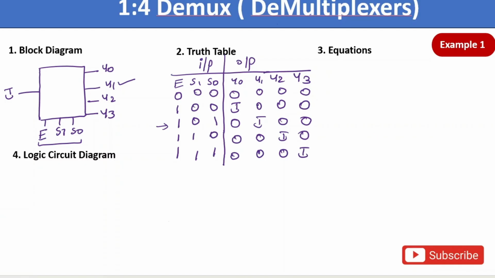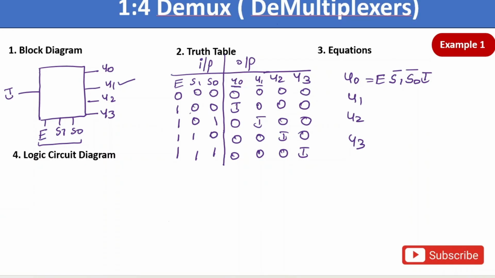Now let's write the equations for the outputs. Here I have 4 outputs, Y0, Y1, Y2 and Y3. I will write the output equation for Y0, simple. E value is equal to 1, S1 value is equal to 0, S0 value is equal to 0 and I. So write it like this: enable, S1 value is 0, so you must write S1 bar, S0 value is equal to 0, so S0 bar into I. Enable, S1 bar, S0 bar into I.